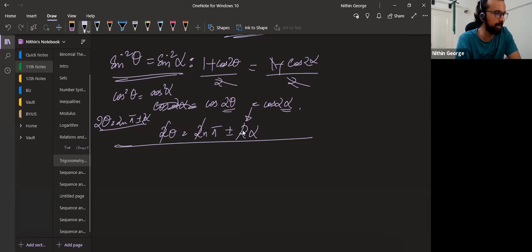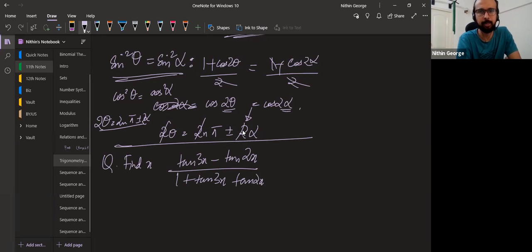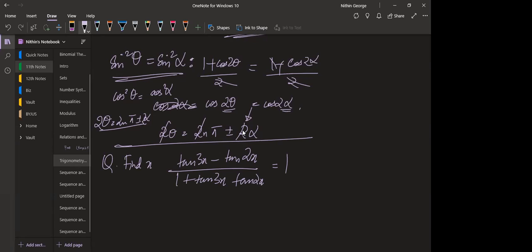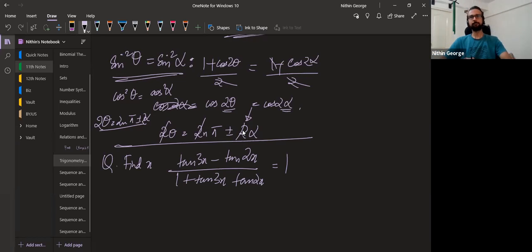Okay, your question is to find x where (tan 3x minus tan 2x) divided by (1 plus tan 3x into tan 2x) is equal to 1. You have to find the values of x for which this is true. Come on.